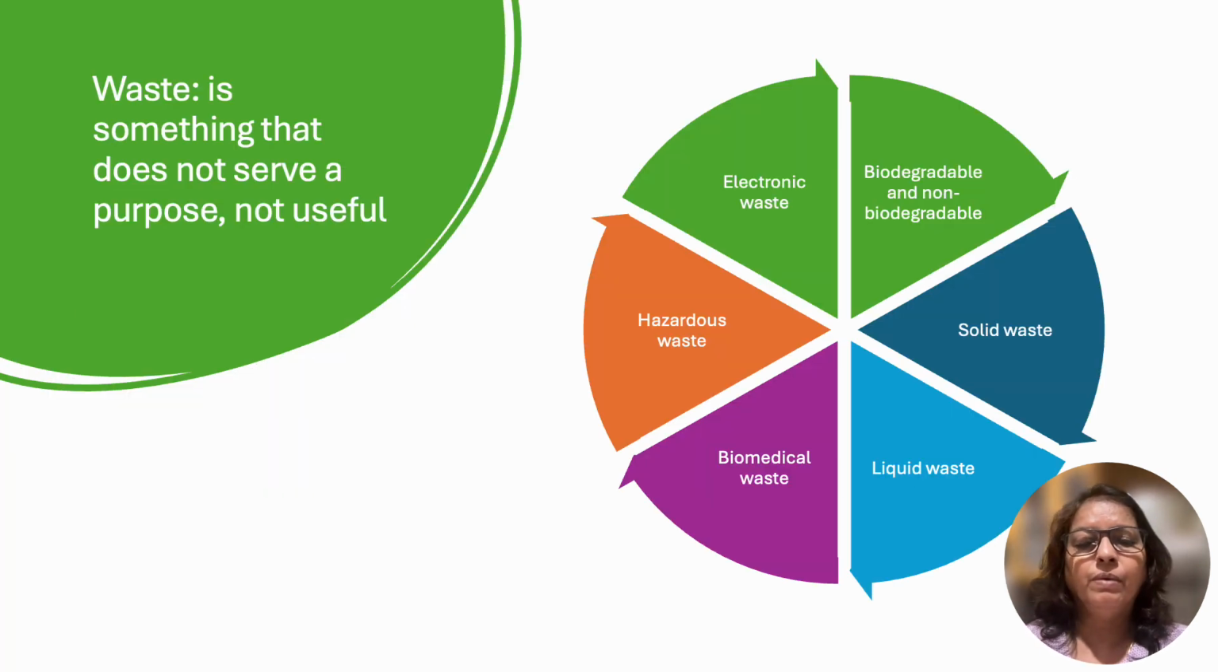What is waste? Waste is something that does not serve a purpose, something that is not useful. So there is electronic waste. But basically, waste can be biodegradable and non-biodegradable. So you have solid waste, liquid waste, biomedical waste, hazardous waste, and electronic waste. See, why we are talking about all this is we have to learn to dispose of it properly.